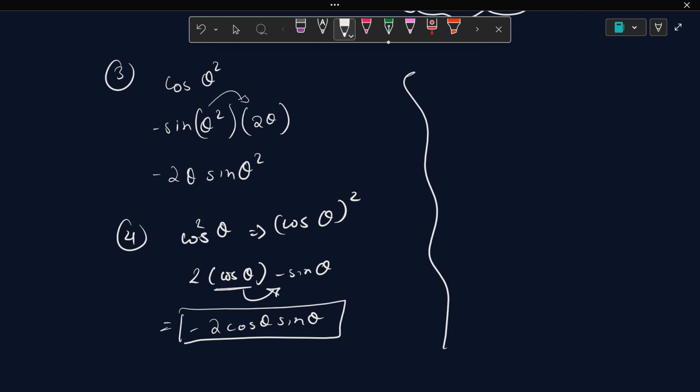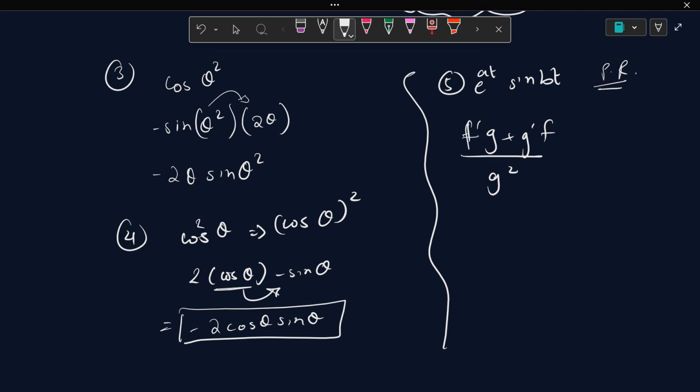Now let's move on to question number 5. One function, and then you have another function. So you are seeing one function multiplied with another function, and every time you have the case of one function multiplying with another function, what do you use? Remember, you use product rule. Product rule, f prime times g plus g prime times f. That's nothing but simply the formula for product rule.